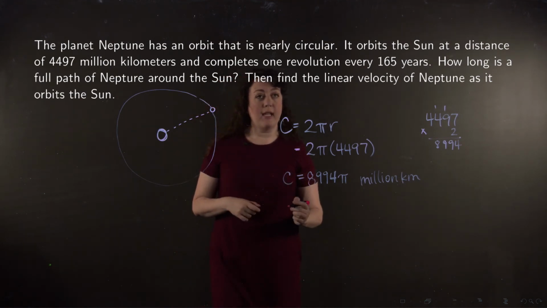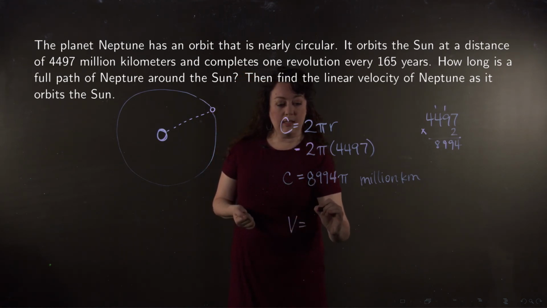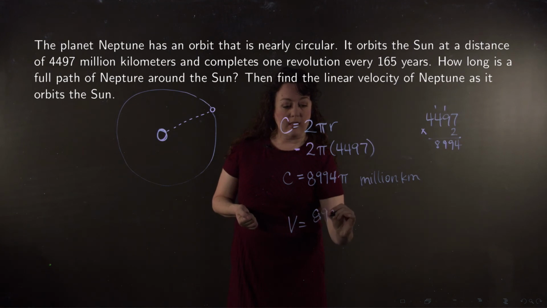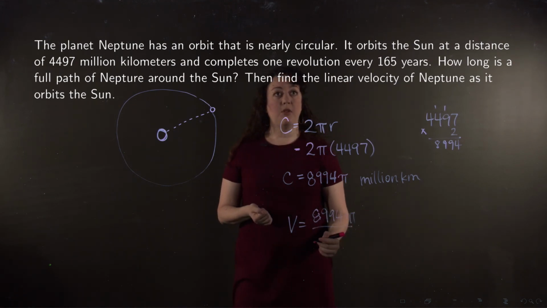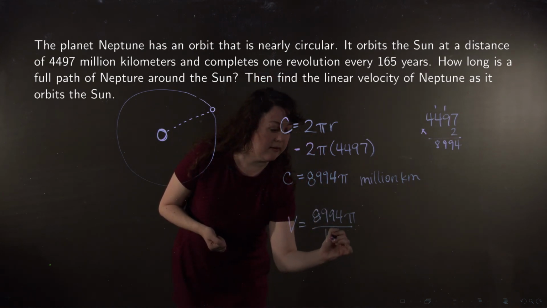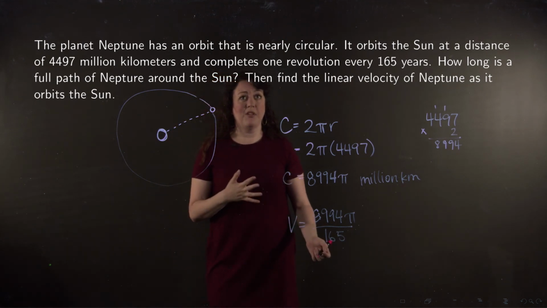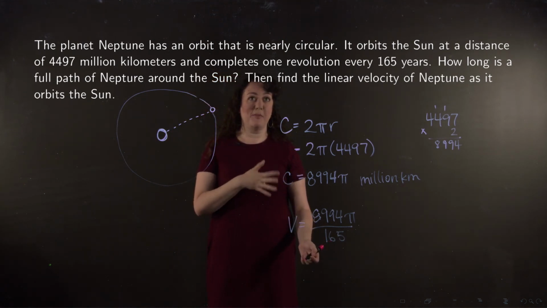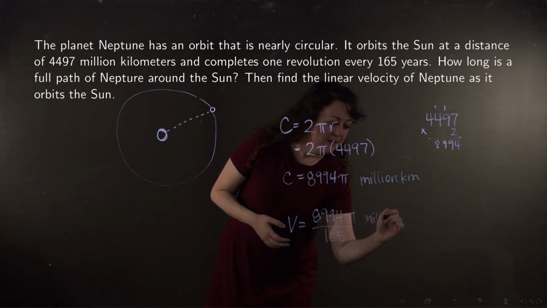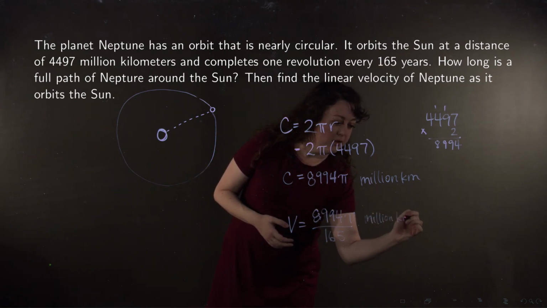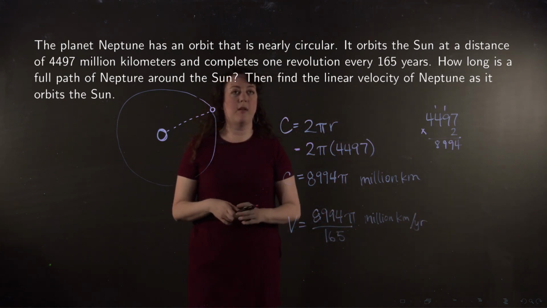So if I'm trying to find a velocity of that, the velocity is going to be the distance that we traveled, 8994 pi, divided by the amount of time it took us to go that far, so the 165 years. So this is in million kilometers per year, which is, you know, super normal units. So you take the units from the top and just divide by the units from the bottom.